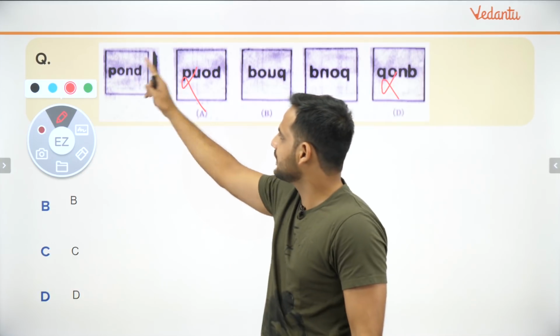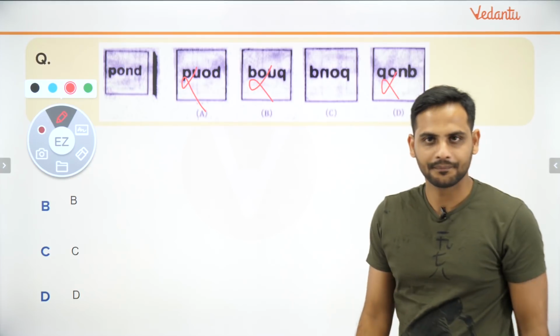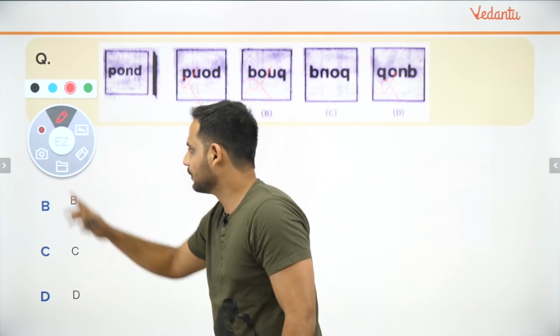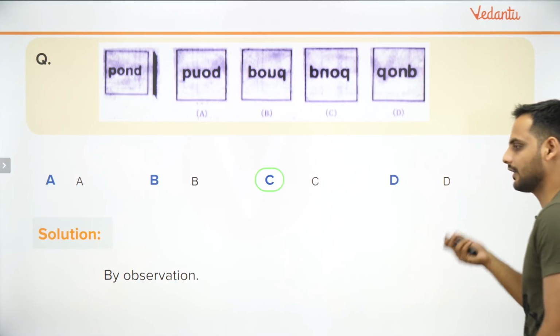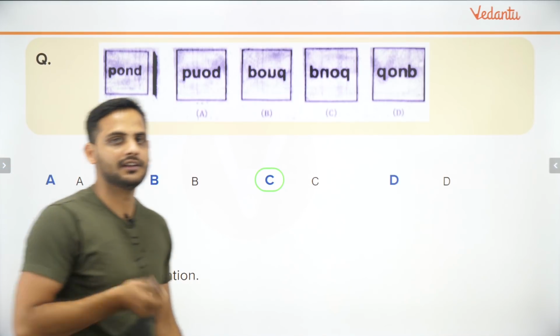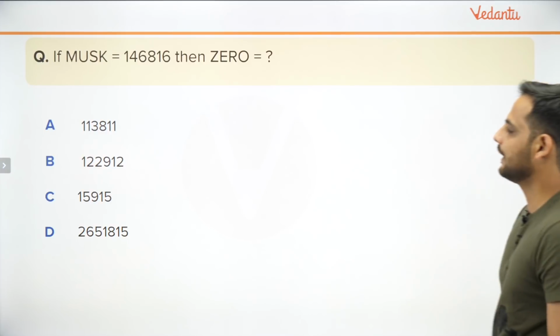Now the next part should be the image of N. It is showing the image of O. It is also wrong, so directly C. Understood? Within 5 seconds this question will be done. Again I wanted to emphasize how much importance the elimination technique has in the MAT paper. So the correct answer is what, bachcho? Option C. Let's move ahead.